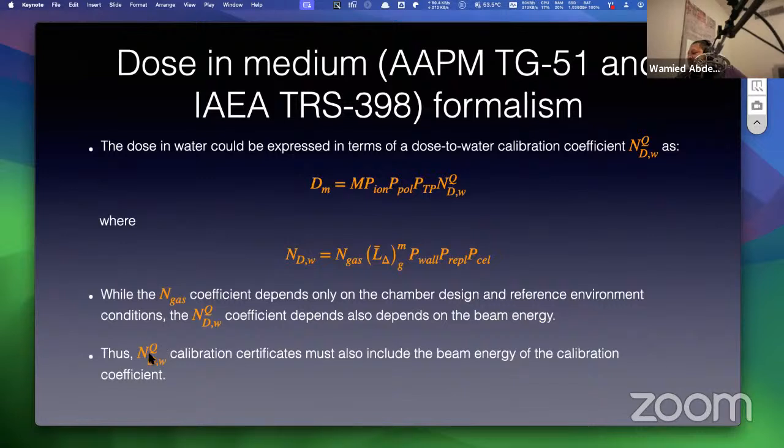N_DW solved this problem. They gave us one factor, and that's it. As long as the beam we're measuring in matches the beam where this quality factor was established, then we have no problem. The problem we face is that we often will use the chamber for a different beam. I will leave that for next time, where we are going to talk about the N_DW calibration coefficients further. So this is my last slide for today.